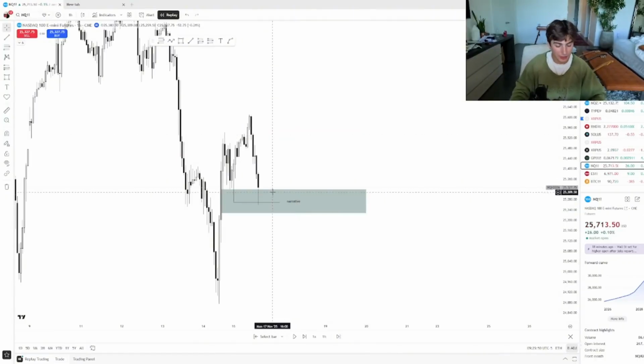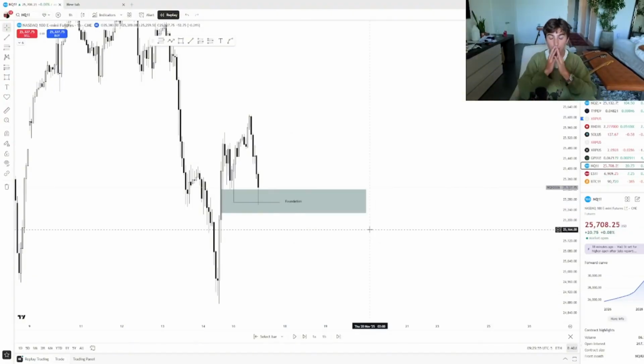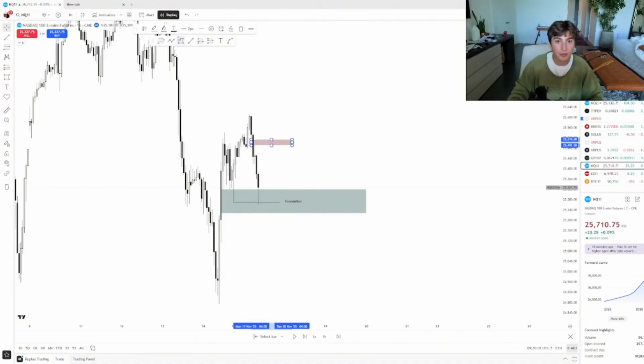We take this low. Now we're inside this 4 hour gap. This now becomes my foundation. If I wanted to look for longs, I have a foundation. And is there a narrative now? Yeah, we have this unfilled 1 hour up here. We have this unfilled 1 hour up here.